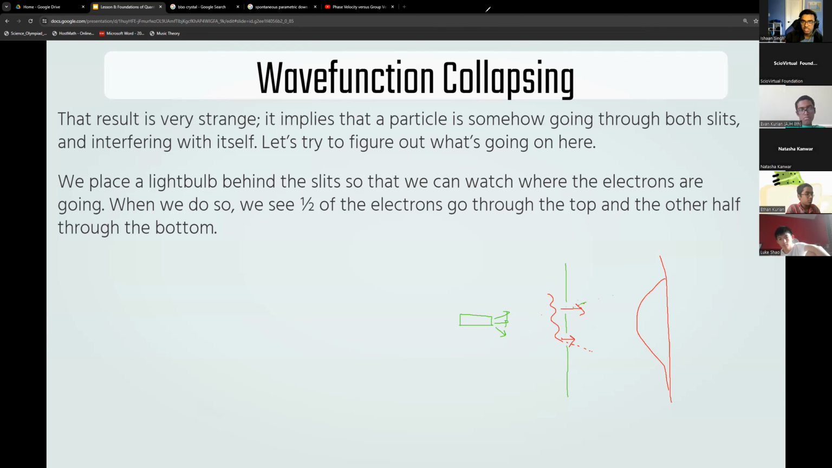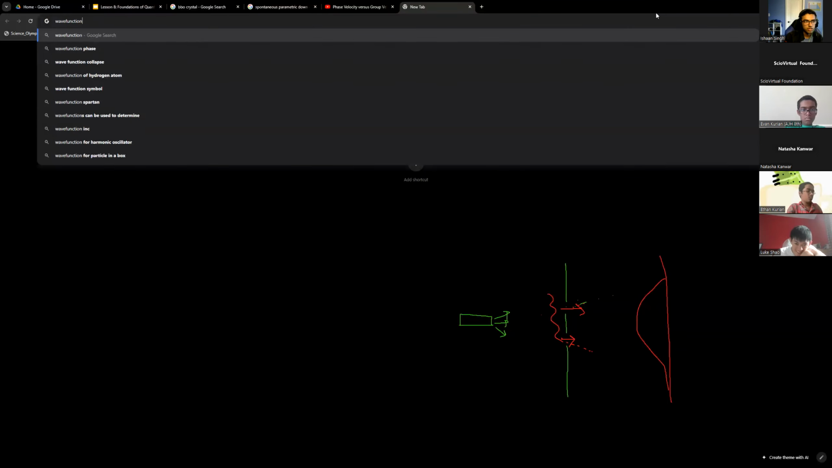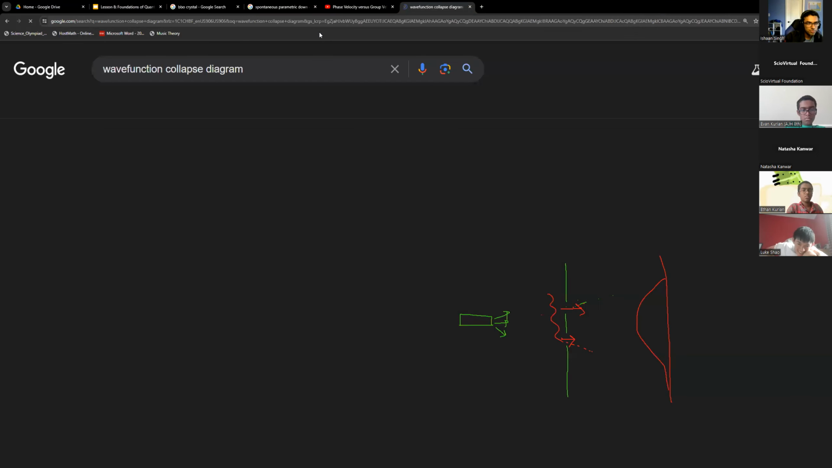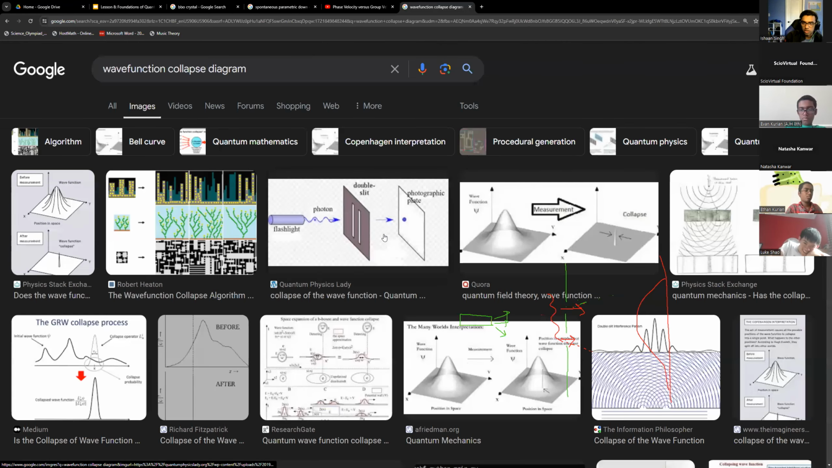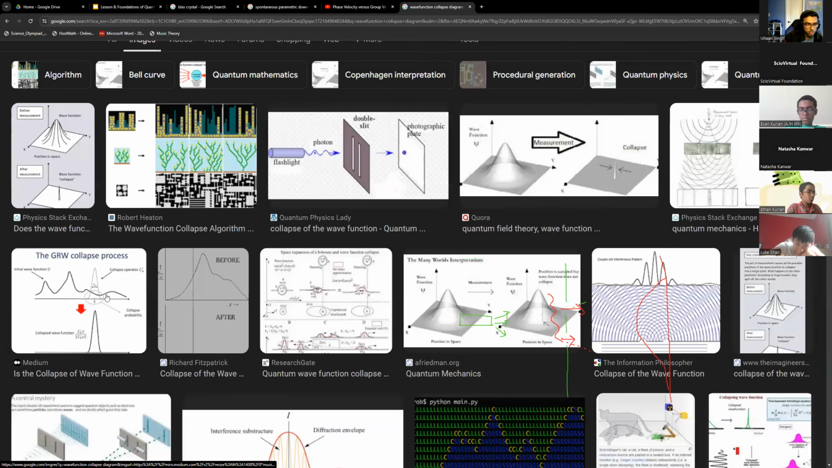Wave functions in physics are kind of a weird concept to wrap your head around at first, but all it's saying is that the electrons are not a single particle in space, they're now an actual wave function. There's one diagram I saw a while ago of wave function collapse. Yeah, this is perfect.